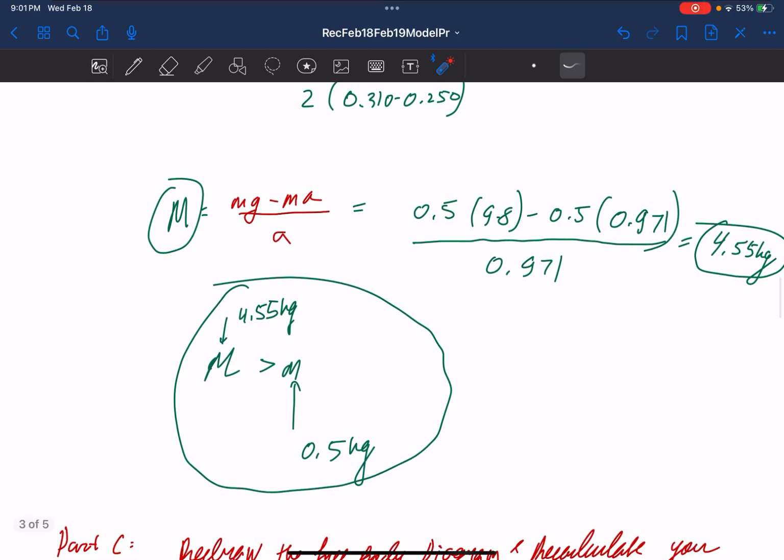Now, another part of the problem was asking us to do a comparison. So big M is greater than little m because big M is a much larger mass.